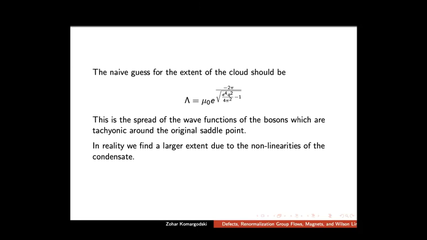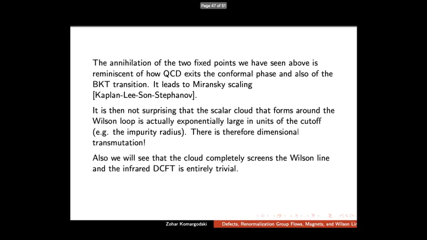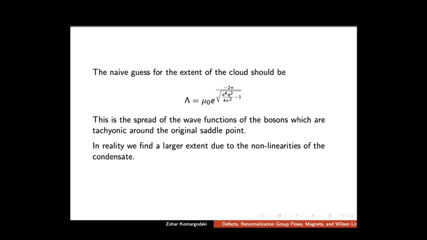And this condensation would have a dimensional transmutation. So there will be a huge cloud that is generated. And this mechanism for dimensional transmutation is called Miransky scaling. It appears in QCD when you exit the conformal window and also in the BKT transition. So there is dimensional transmutation in the physics of these hydrogen-like atoms. They develop a huge cloud of a condensate, which can go all the way to the moon if you put in numbers, just from one atom.